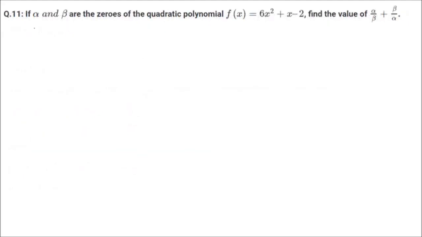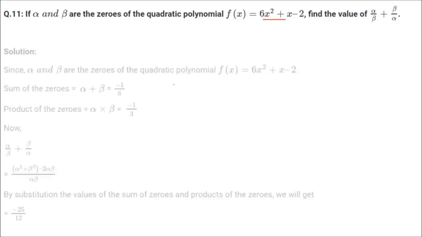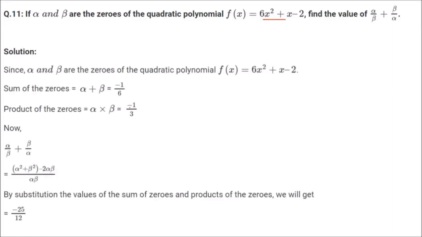If alpha and beta are the zeros of the quadratic polynomial, this one, find the value of alpha by beta plus beta by alpha. So let me first show you how we resolve it. Okay, this is for your observation. What I am doing.